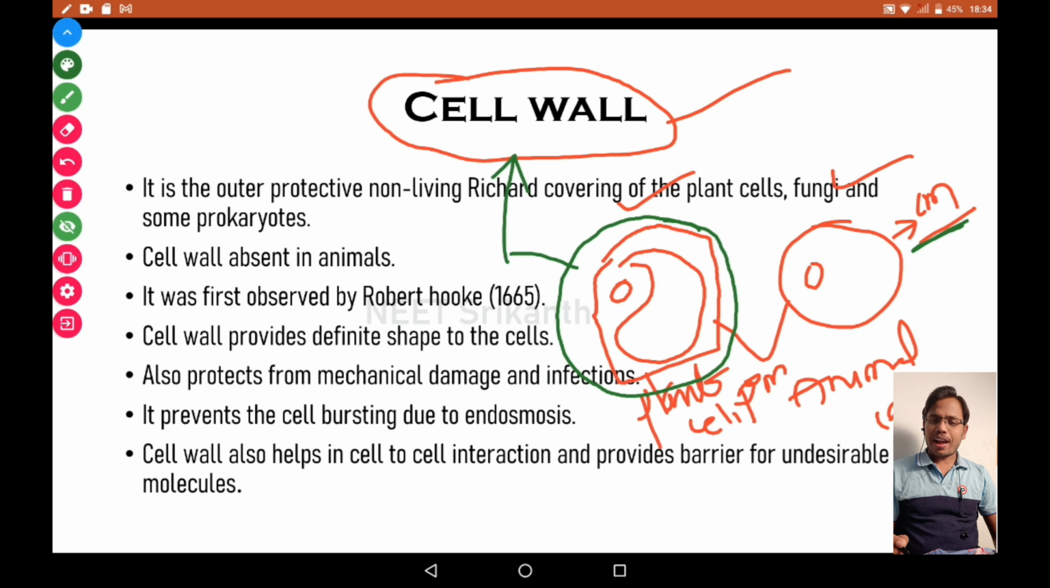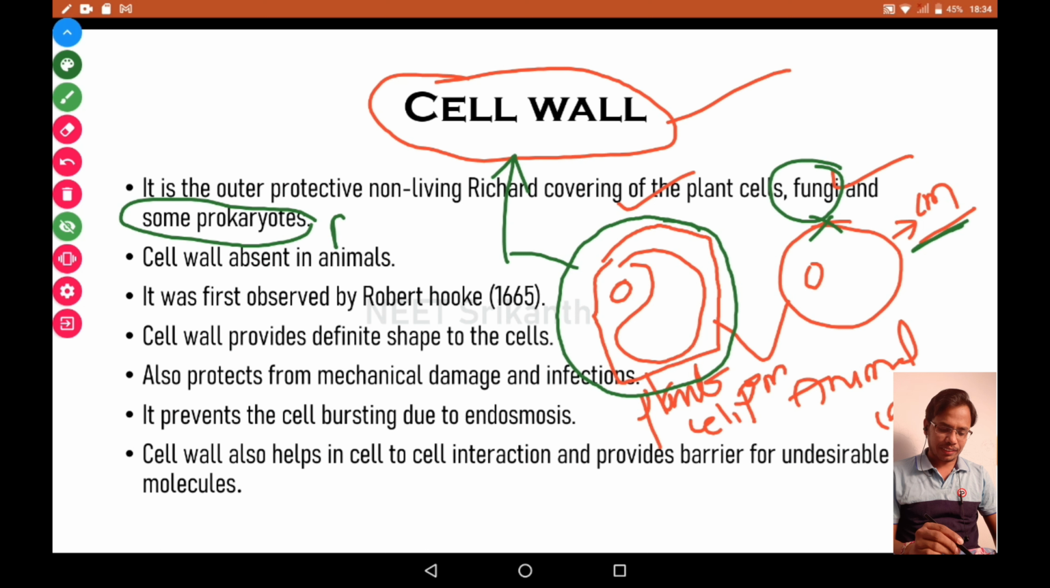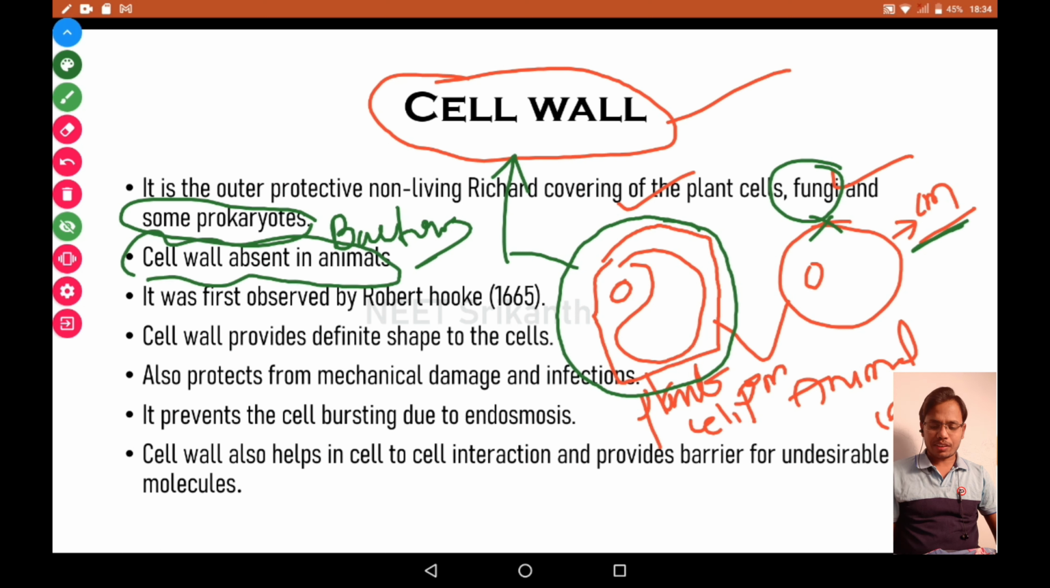You can observe the animal cell. In animal cell, there is no question of cell wall. Where is it present? Cell wall is present in plant cell as well as fungi and some of the prokaryotic organisms like bacteria. Which organisms have the cell wall? Generally, cell wall is seen in the plant cell, fungi and prokaryotes like bacteria. Animal cells do not have the cell wall.